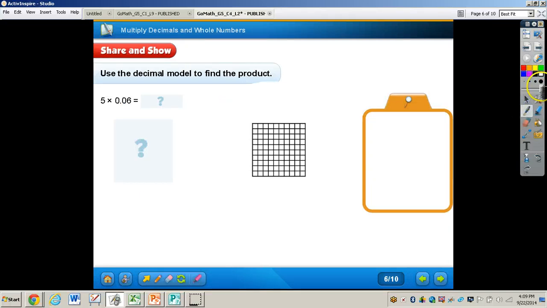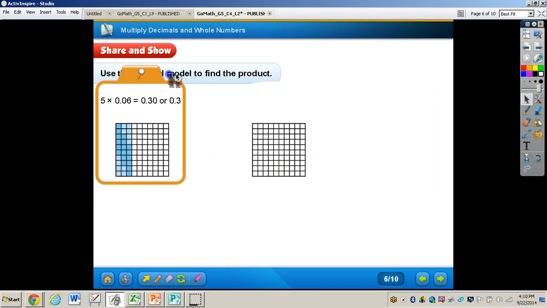Okay, we are now going to take a look at this next problem. We have 5 times 6 hundredths, and I want you to complete this problem with me at your seats. Okay, and you can kind of see how it's already completed for you. So we see here that with this problem there are 5 different groups of 6 hundredths shaded in, for a total of 30 hundredths or 3 tenths.